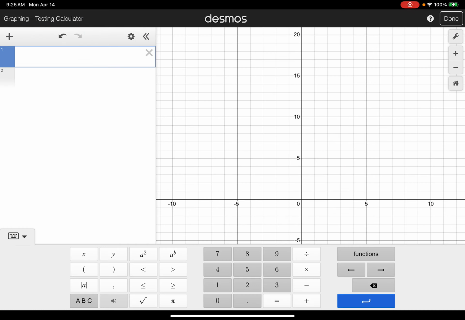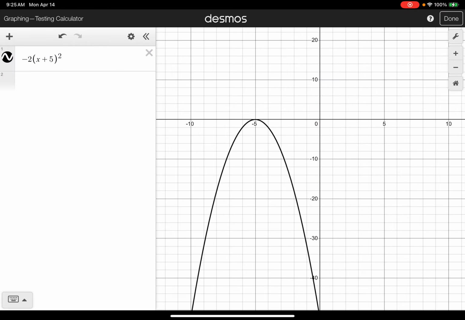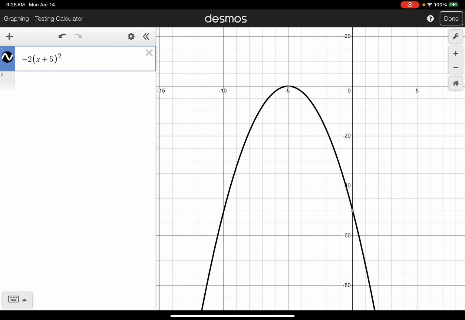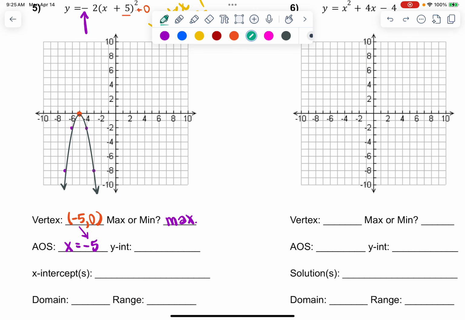So here we go, -2 parentheses x plus 5 parentheses squared. All right, so there's our function. I'm going to kind of manipulate my screen a little bit so I can see that. So there's our vertex of negative 5, 0. And then here's our y-intercept, right? So our y-intercept is at 0, negative 50. Okay, so I'm going to go ahead and write that in there. So 0, negative 50.